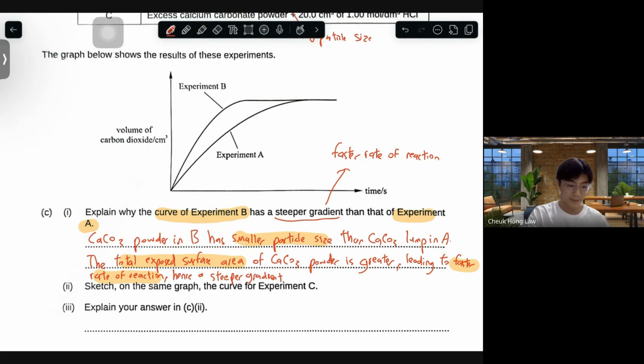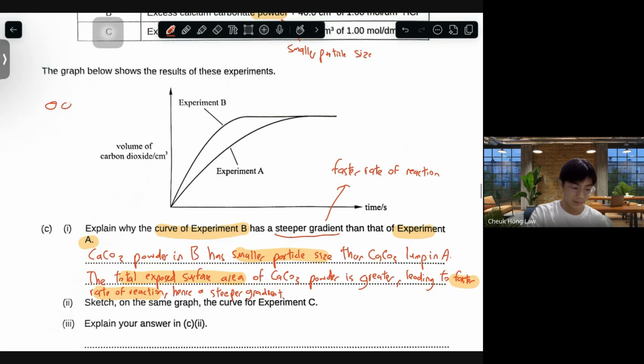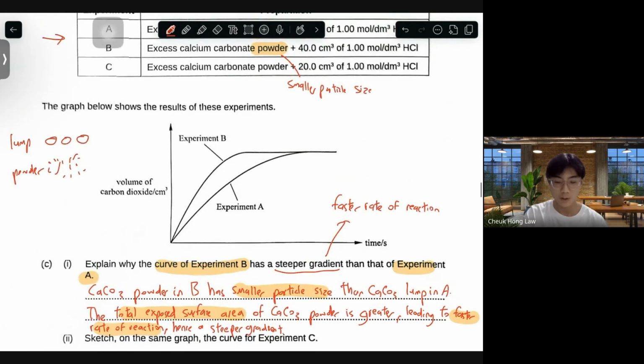Okay, by the way, lumps are like that, then powder is like that. So you can see the particle size is completely different. Powder is much smaller particle size. Then we don't have to talk about the concentration because all the concentration is the same.